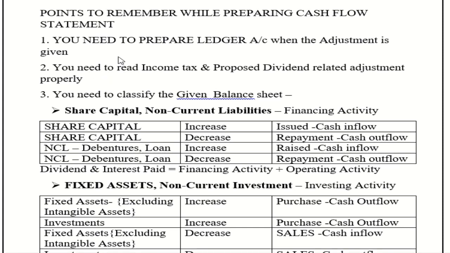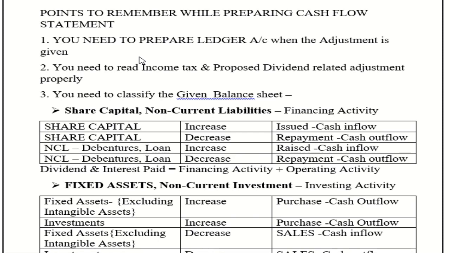Then you have to prepare a machinery account. Like appreciation of building, they are given in the adjustments. Then on the balance sheet asset side, there is an asset called land, so you have to prepare a land account. Then a provision for taxation adjustment is given.